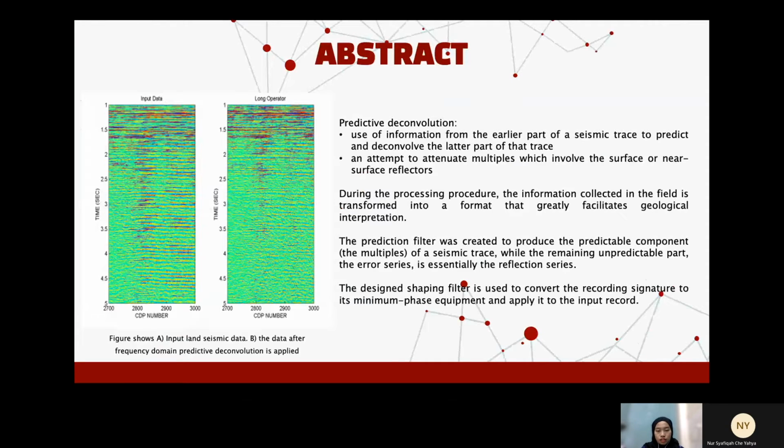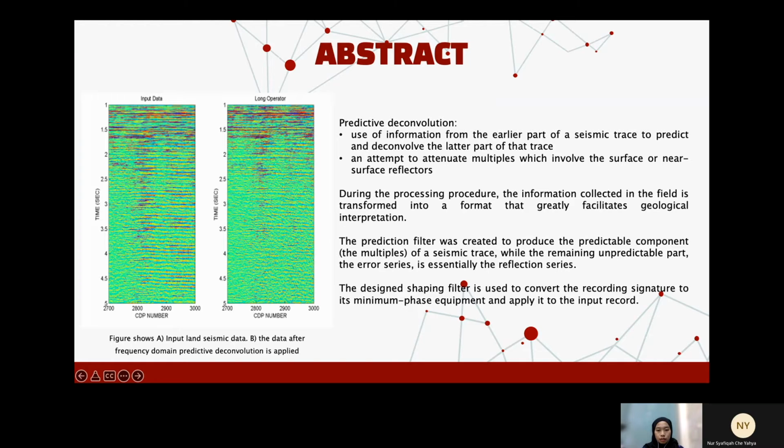Predictive deconvolution is the use of information from the early part of a seismic trace to predict and deconvolve the later part of that trace. It is an attempt to attenuate multiples which involve the surface or near surface reflectors. During the processing procedure, the information collected in the field is transformed into a format that greatly facilitates geological interpretation. The prediction filter was created to produce the predictable component of a seismic trace, while the remaining unpredictable part, the error series, is essentially the reflection series.